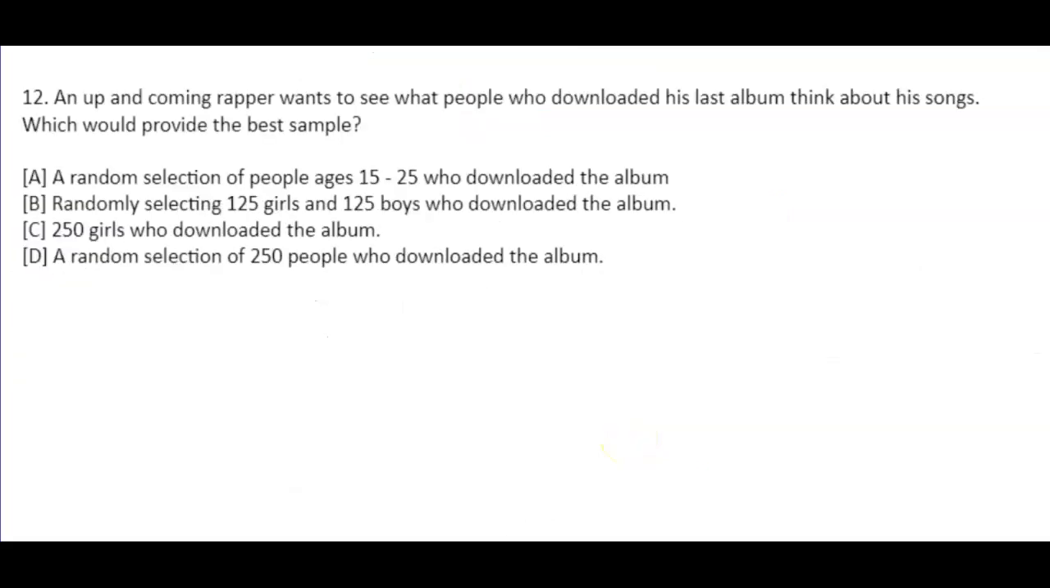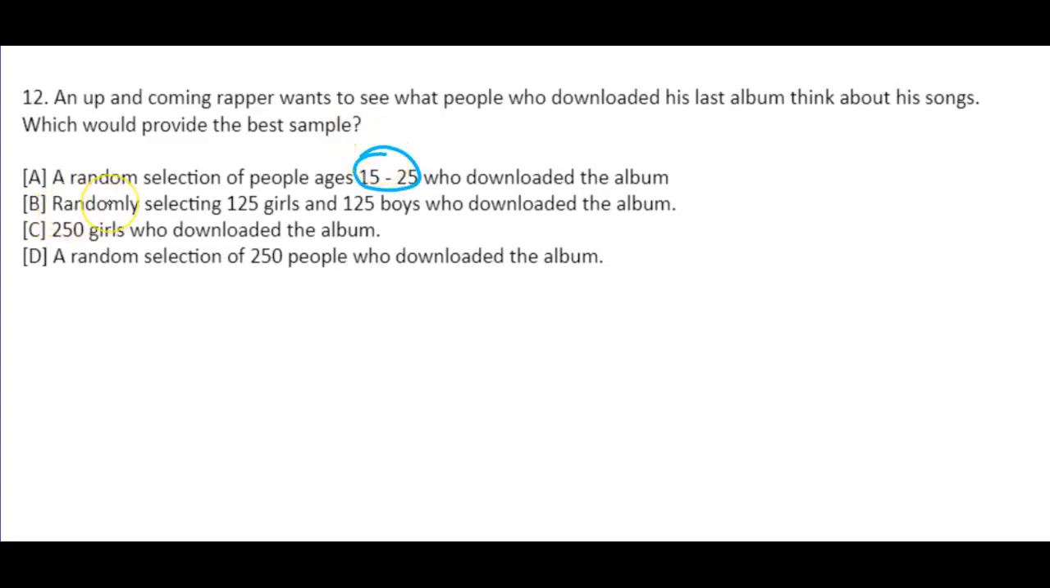Let's look at sampling methods and which one is more accurate. In this case, an upcoming rapper wants to see what people who downloaded his last album think about his songs, which would provide the best sample. So really what you're asking here is which option is least biased, which one is going to give him the most accurate sample. If we look at a random selection of people ages 15 to 25 who downloaded the album, we clearly have bias here because you're only looking at people ages 15 to 25. The younger generation is probably going to have a different opinion about a rapper than the older generation.